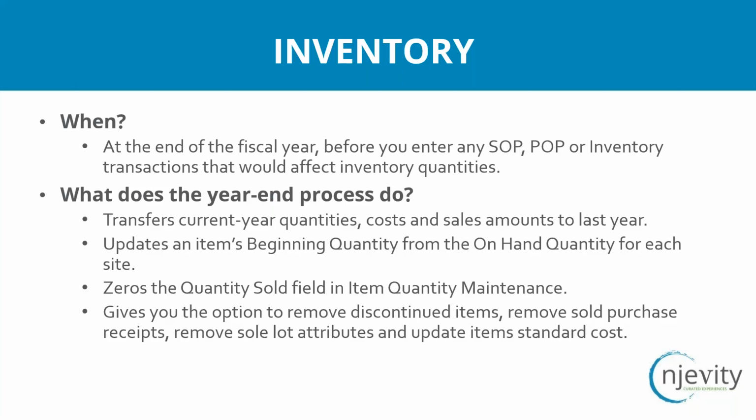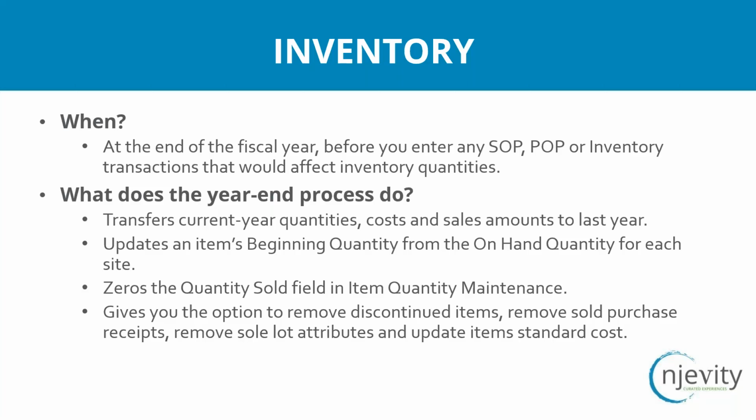Okay, so what does it do? It updates your quantities, your cost, it updates your beginning quantity information, your on-hand quantities, it zeroes out some of the quantities sold fields in the item quantity maintenance, and it gives you the option to remove discontinued items, remove sold purchase receipts, remove sold lot attributes, and update the item standard cost. So that last bullet point are all the options that are in the actual closing window. So when you pull up the window, you can check to do all of those things.